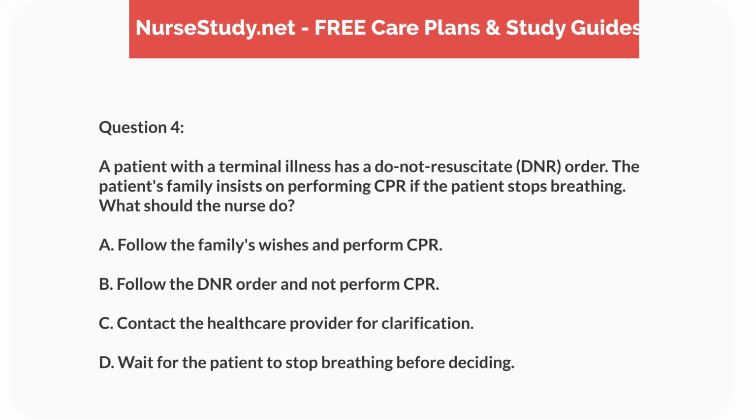Question 4. A patient with a terminal illness has a do not resuscitate (DNR) order. The patient's family insists on performing CPR if the patient stops breathing. What should the nurse do? A. Follow the family's wishes and perform CPR. B. Follow the DNR order and not perform CPR. C. Contact the healthcare provider for clarification. D. Wait for the patient to stop breathing before deciding.